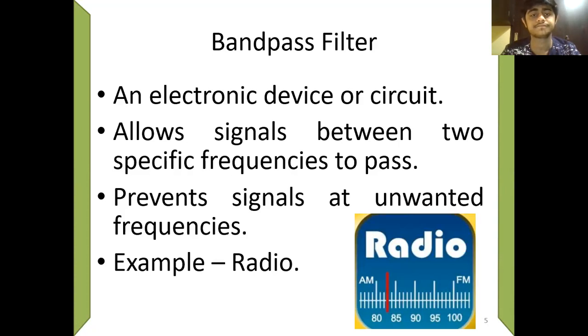Bandpass filter: an electronic device or circuit that allows signals between two specific frequencies to pass and prevents signals at unwanted frequencies. Example: radio. The government assigns a narrow bandwidth to each radio station. The analog signal produced by each station is a low pass signal, all in the same range. To be able to listen to different stations, the low pass signals need to be shifted each to a different range.